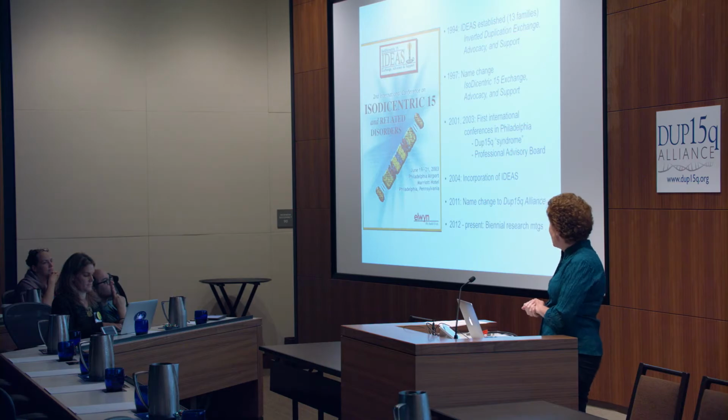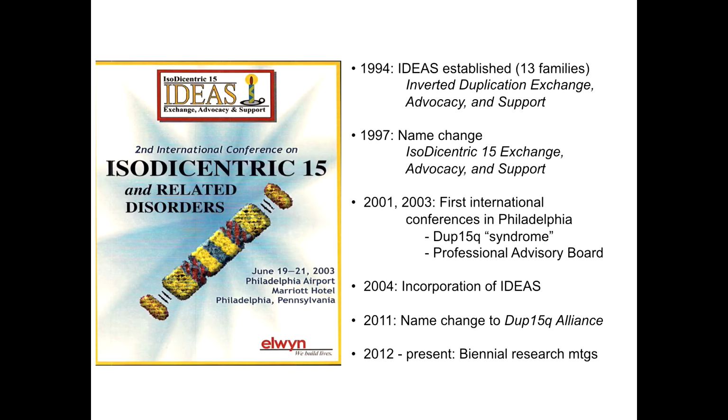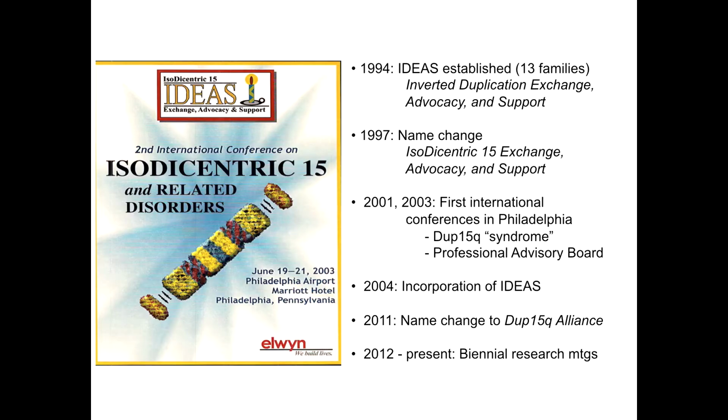But we started this group called IDEAS, Inverted Duplication Exchange Advocacy and Support. We had 13 families when we started. We had a newsletter that we sent around. And then in 1997, the cytogenetics or laboratory nomenclature changed somewhat, and they were referring to this as an isodicentric rather than inverted duplication 15. Thank goodness the letters still fit with IDEAS, because we had just printed new letterhead and we didn't have a whole lot of money, and I was like, oh, dodged a bullet there. So that became the Isodicentric 15 Exchange Advocacy and Support.